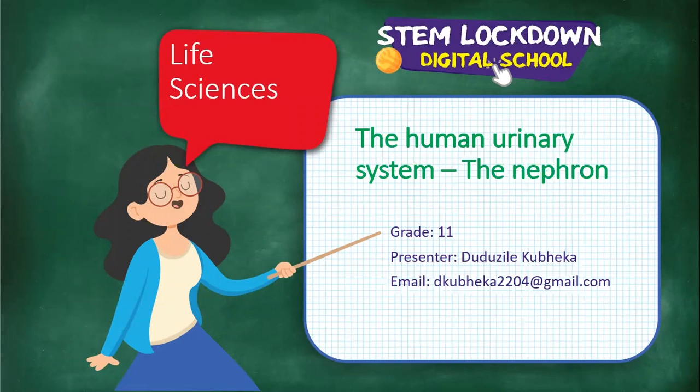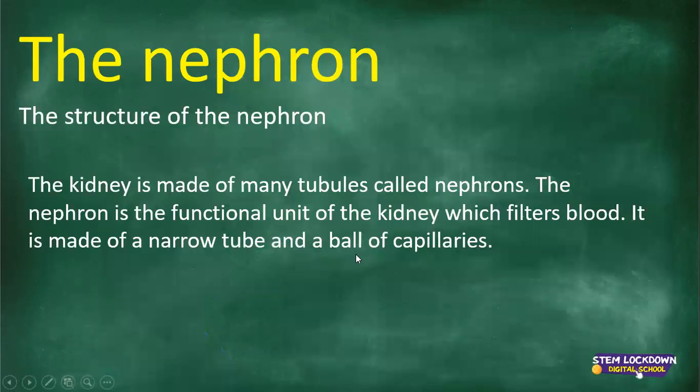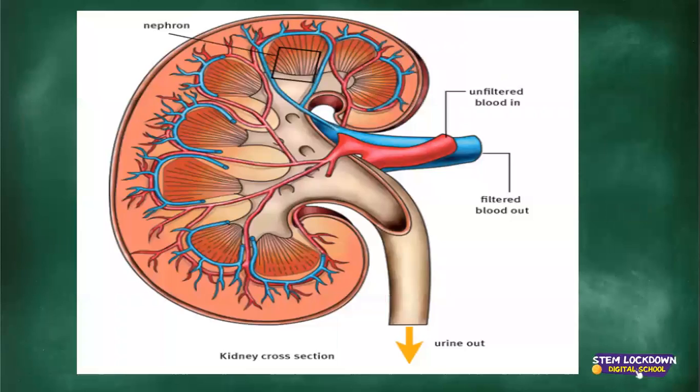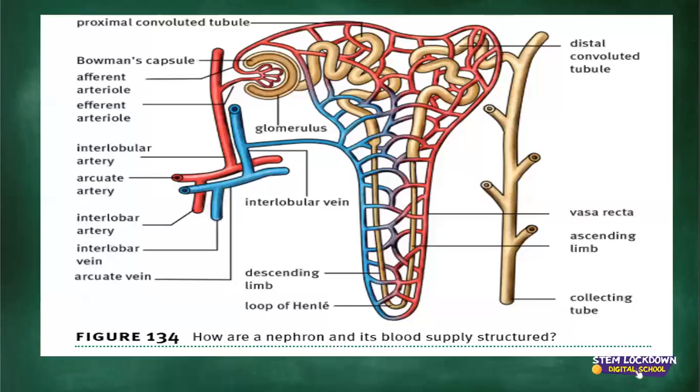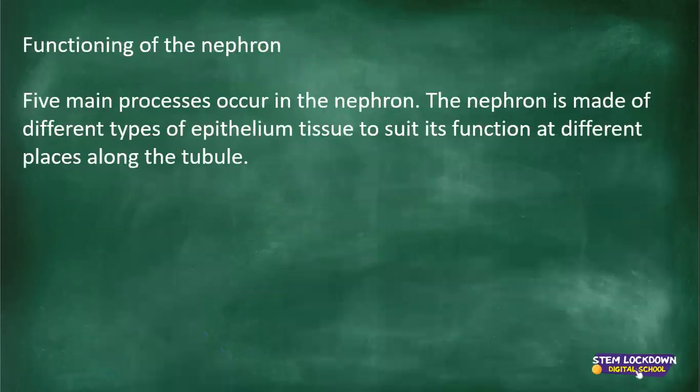Anyway, we are doing the topic of human urinary system, the nephron. We started with a bit of it yesterday, remember? We are continuing with the nephron. This is work we covered yesterday, so I'll move through it quickly. Then we are moving on to today, functioning of the nephron.